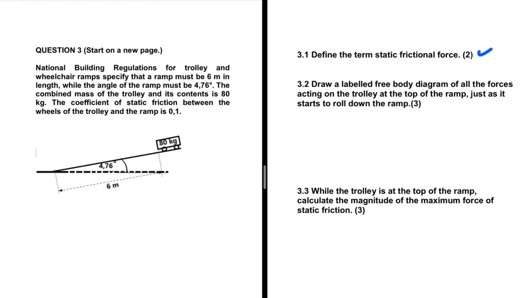Let's go ahead and take a look at 3.2. Draw a labeled free body diagram of all the forces acting on the trolley at the top of the ramp, just as it starts to roll down the ramp. National building regulations for trolley and wheelchair ramps specify that the ramp must be 6 meters in length, while the angle of the ramp must be 4.76 degrees. The combined mass of the trolley and its contents is 80 kg. The coefficient of static friction between the wheels of the trolley and the ramp is 0.1. So there we go. That's the information we have.